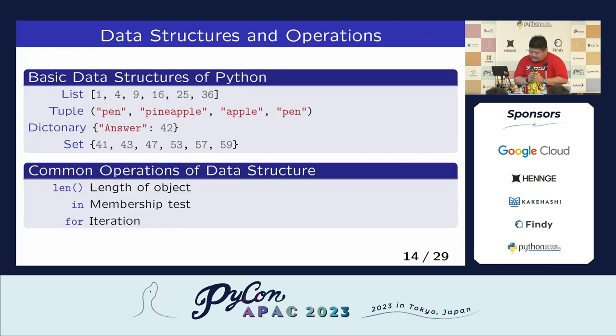By the way, Python has basic common data structures: list, tuple, dictionary, and set. They are different data structures, but they have common operations: the len function, the in statement, and the for statement. So the len function, the in statement and the for statement are common operations in these basic data structures.